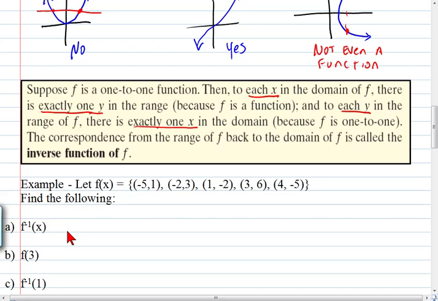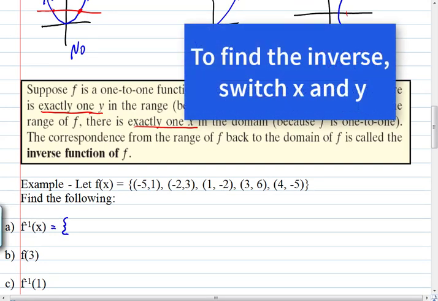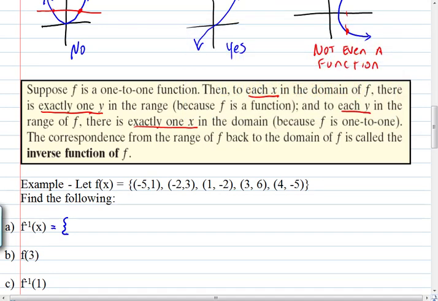Find the following. Since my function is a list of ordered pairs, my inverse will also be a list of ordered pairs. It might help you if I told you this definition of an inverse function means that in order to get an inverse from a function, and this is the notation we're going to use, we switch x and y. That's why you have to have a one-to-one function in order for an inverse to exist.